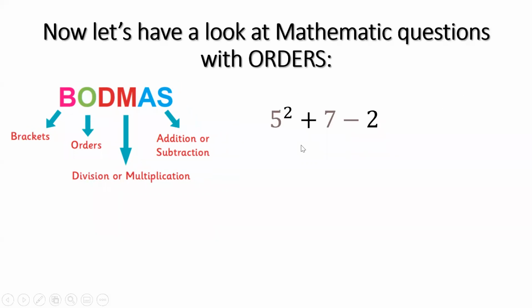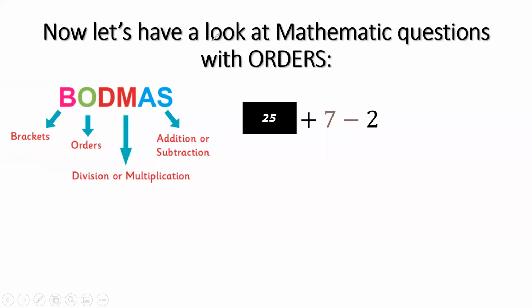So next question, I have 5 squared plus 7 subtract 2. So which functions and operations do I have in this question? I've got 5 squared, that comes under O in BODMAS. I've got add, which is the A, and subtract, which is the S. So the first thing I do is this one because it's the O, it's the one that comes first. So 5 squared, so 5 times 5 is 25. So I'm going to replace 5 squared with 25. Then I've got add 7, subtract 2.